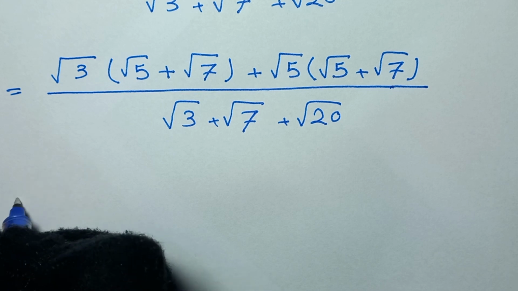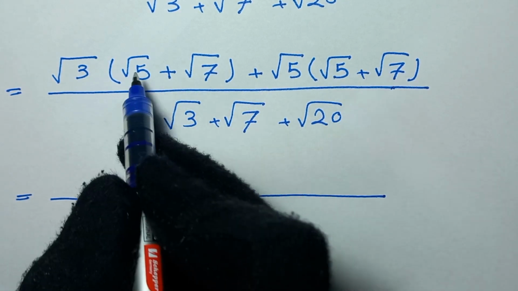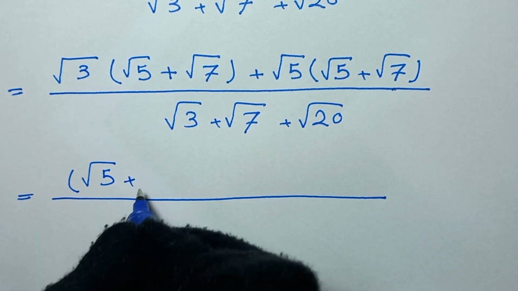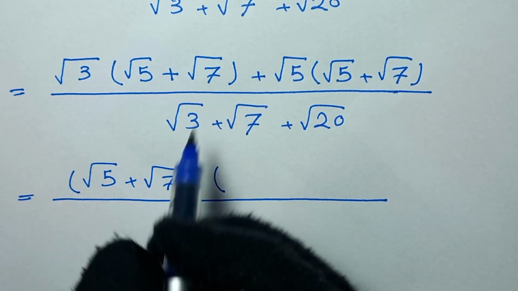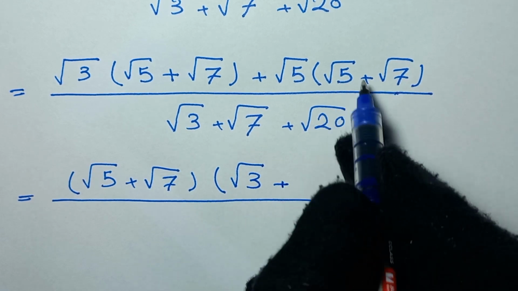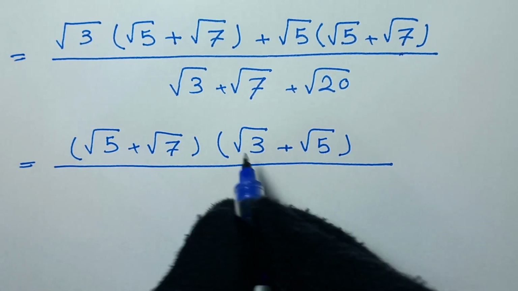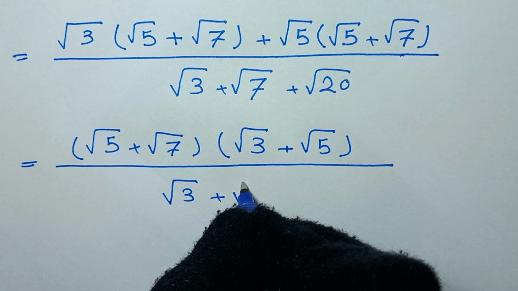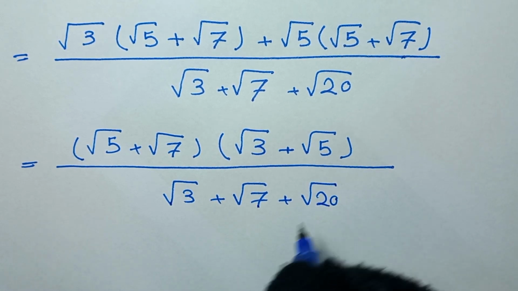And in next step, in here, square root of 5 plus square root of 7 is common, so we factor square root of 5 plus square root of 7. And this divided by this, it will be square root of 3. And this divided by this, it will be square root of 5. And over square root of 3 plus square root of 7 plus square root of 20.